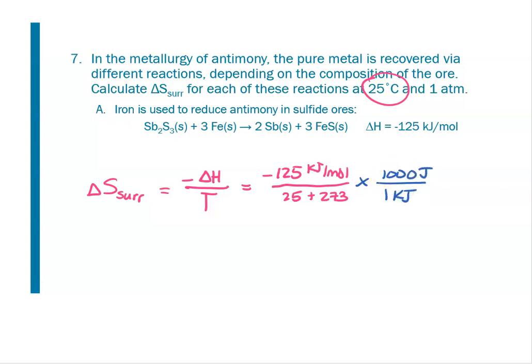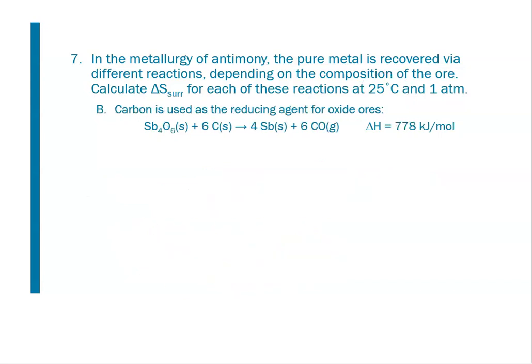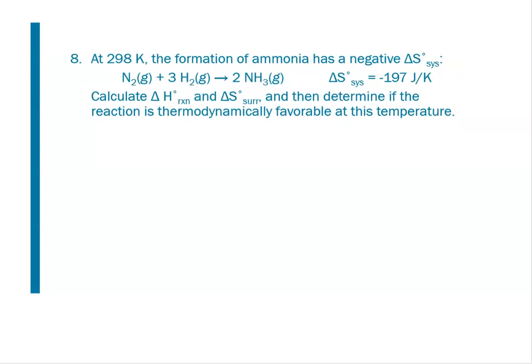All right, and so we just plug this into our calculator, and we get that the delta S of the surroundings is equal to 419 joules per mole Kelvin. Okie dokie. The second example, I will let you guys do that on your own.